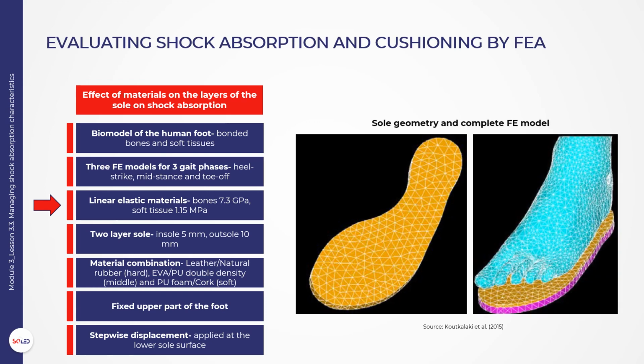Concerning the sole material, a number of material combinations are used. Soles consist of 2 layers, as presented in the figure, and they are modeled with the insole having a thickness of 5 mm, and the outsole having a thickness of 10 mm. The major material combinations used are leather/natural rubber, hard, EVA/PU double density, middle, and PU foam/cork, soft. The upper part of the foot is fixed, and a stepwise displacement is applied at the lower sole surface.